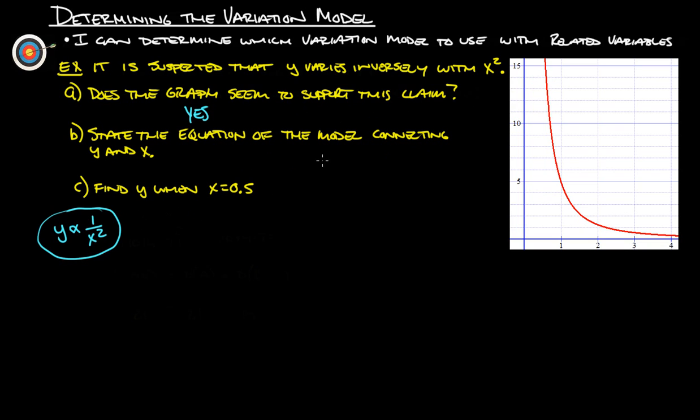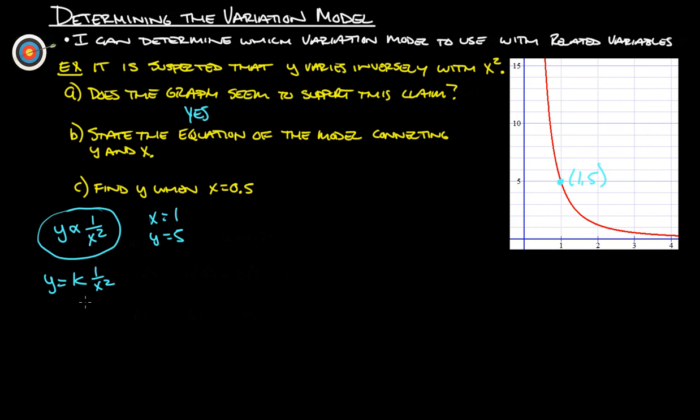State the equation of the model connecting y and x. The big key here is we want to at least be able to find one point, and there's one point at (1, 5). So with that, we know that when x is 1, y is going to be 5. We can plug that into this. From this direct variation statement, we can say y equals k times 1 over x squared. If it varies directly, it's always going to have some kind of constant multiplied by this 1 over x squared.